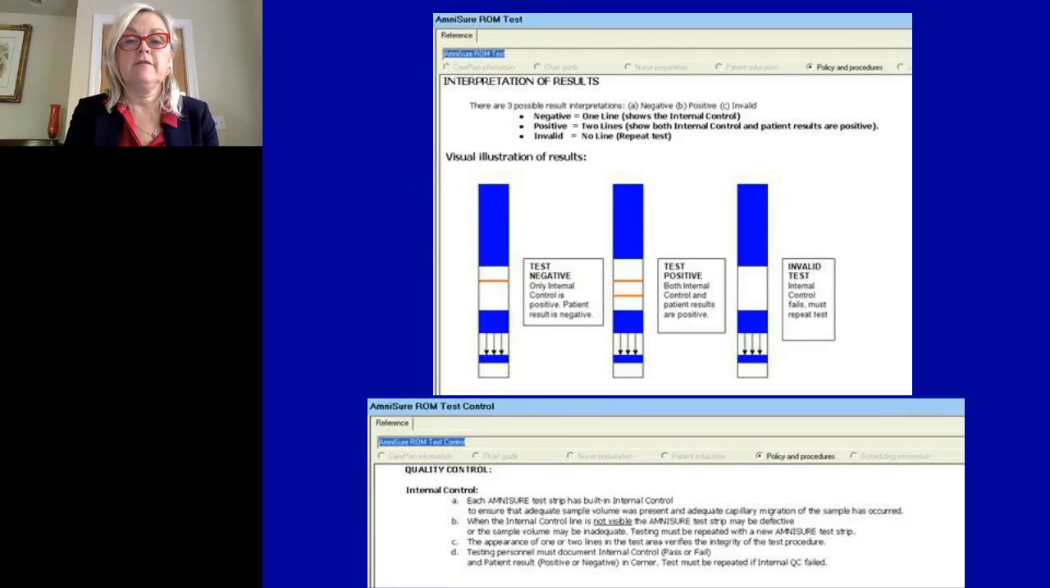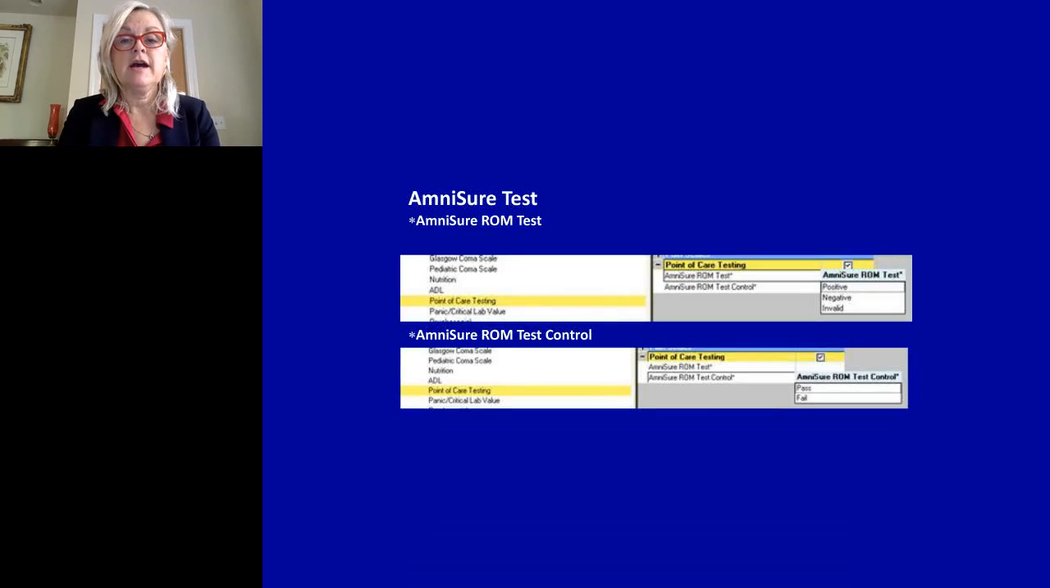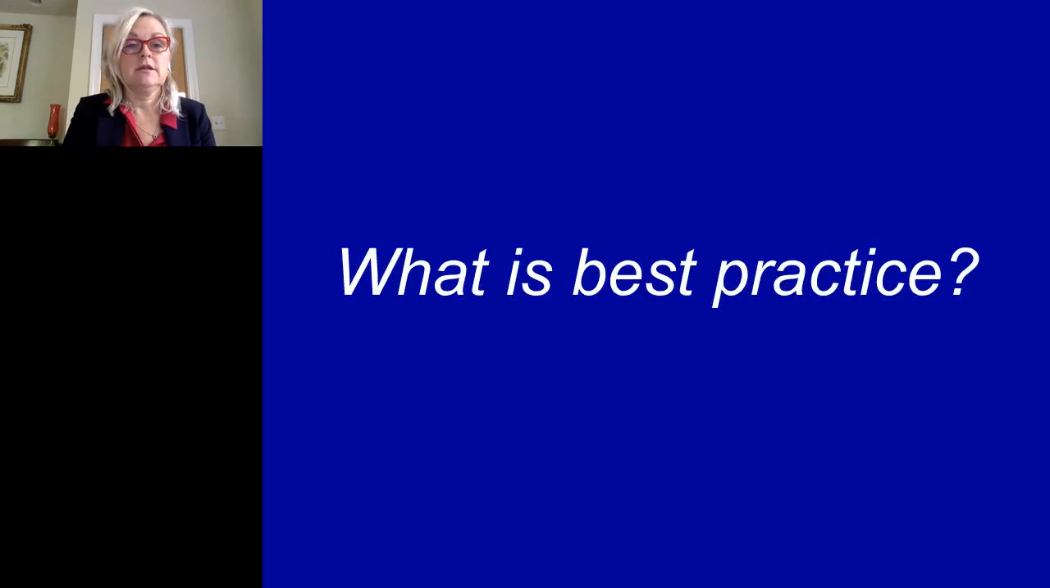Another type of test more akin to looking at a pregnancy test is the AmniSure test for ruptured membranes. And this I'm just showing you because this is what it looks like to the operator. And then built into the nursing module, they click on point of care testing, they find the AmniSure test, and it is a drop-down menu that says, was it positive, was it negative? Was the control working? And the beauty of this is that it's retrievable in the electronic medical record. The documentation is easy to find. It's done right as the test is being done, and it allows for a more standardized and complete medical record.